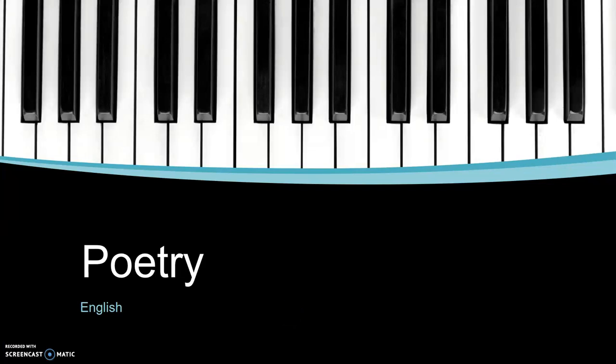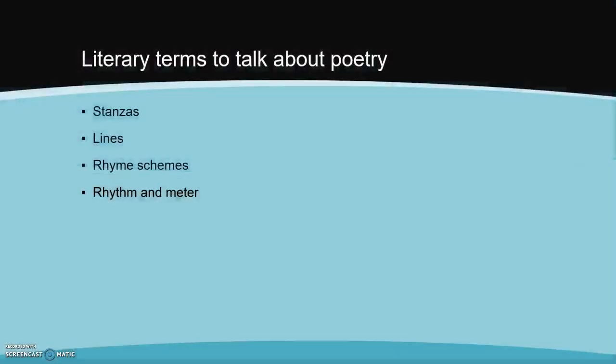Today I'm going to introduce you to poetry in English classes. First of all, some of the important literary terms in order to talk about poetry are words like stanza, meaning vers in Danish, lines, rhyme schemes, rhythm and meter. I will explain to you what rhyme schemes and rhythm and meter is in this video.